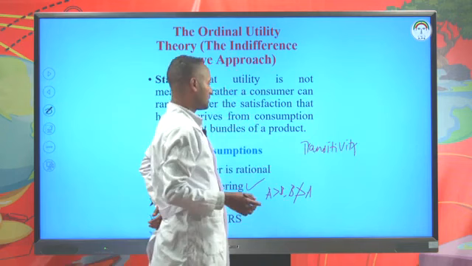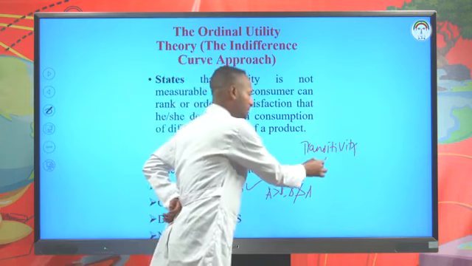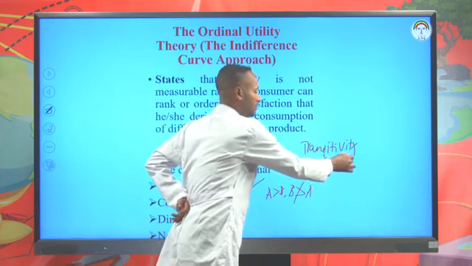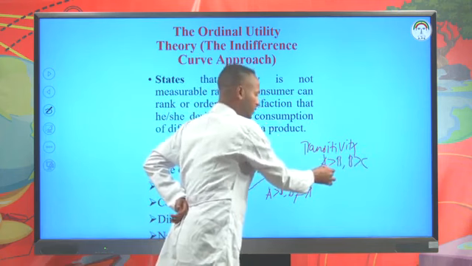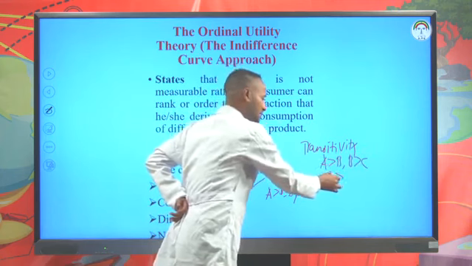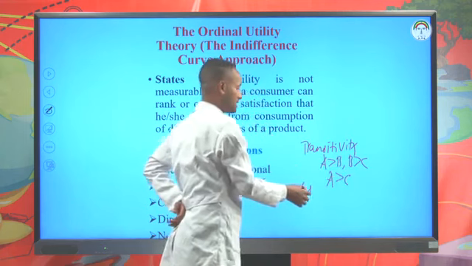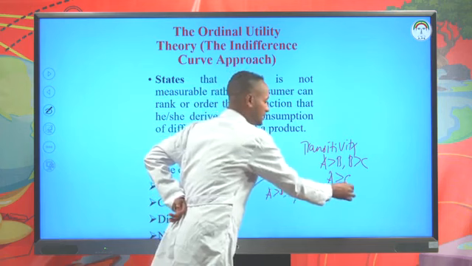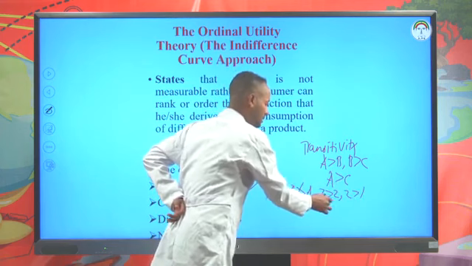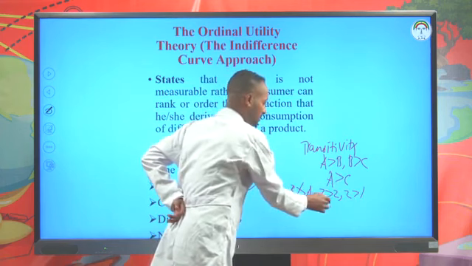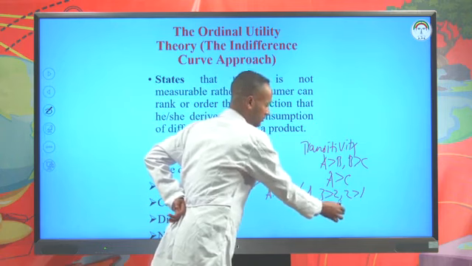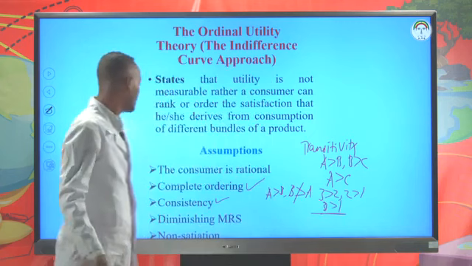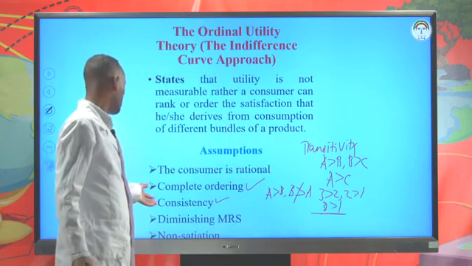This assumption tells us if a consumer prefers bundle A to bundle B and bundle B to bundle C, then the consumer must prefer bundle A to bundle C. This tells us if 3 is greater than 2 and 2 is greater than 1, then 3 must be greater than 1. This is transitivity, one of the assumptions of the ordinal utility theory.